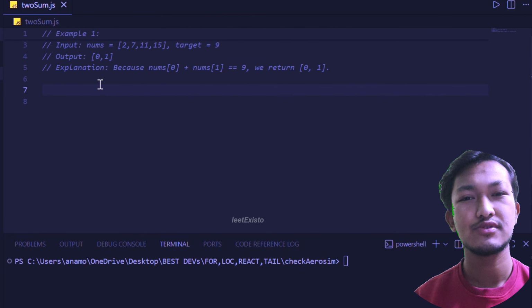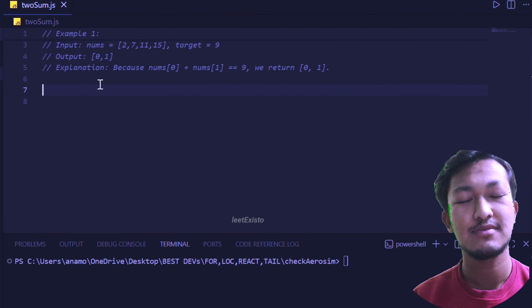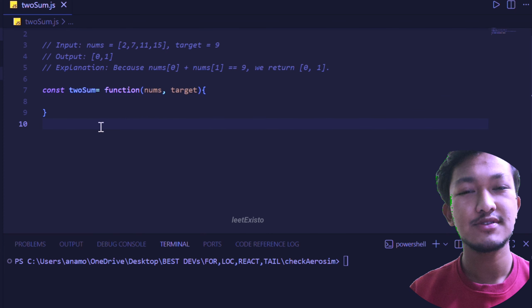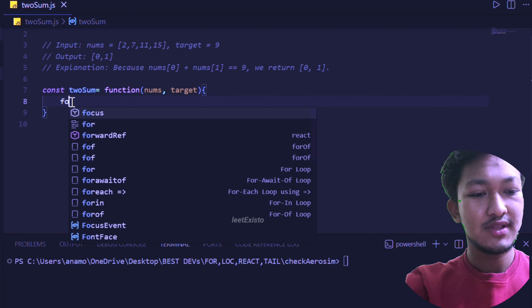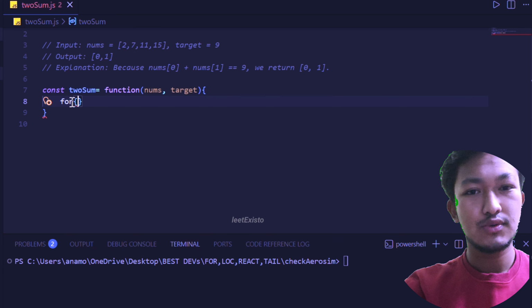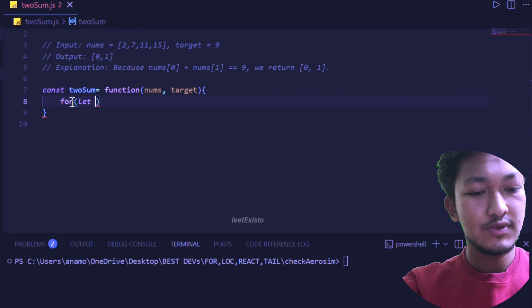Today we are going to solve the easy question from LeetCode, Two Sum. This is a function already given by LeetCode. Now let's solve this. We need to use a for loop two times: i equals 0, i is less than nums.length, i plus plus.